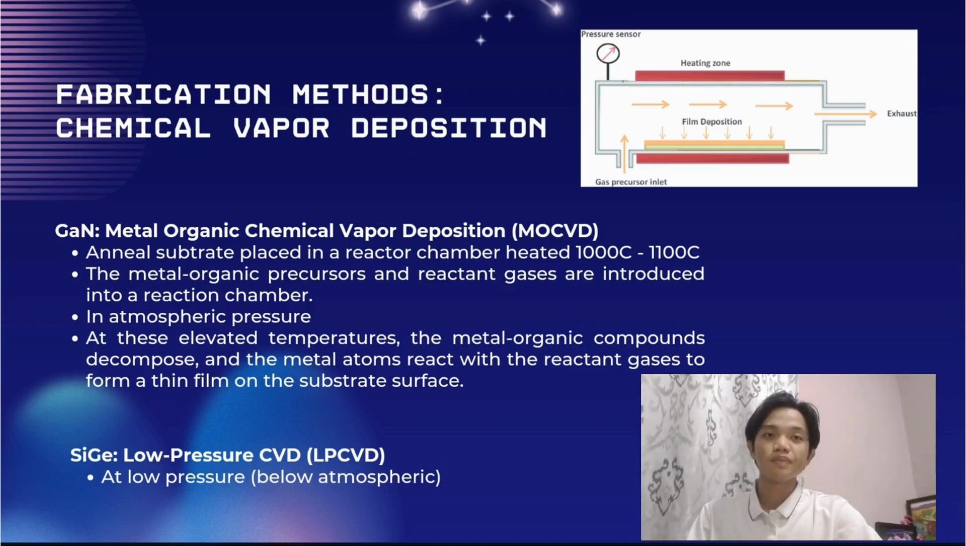This is the diagram for the chemical vapor deposition. The silicon germanide fabrication method is the same as gallium nitride, which is chemical vapor deposition, but it happens at low pressure, which is below atmospheric pressure.